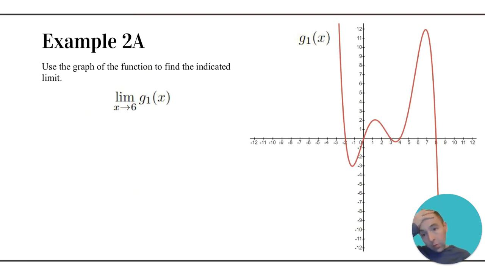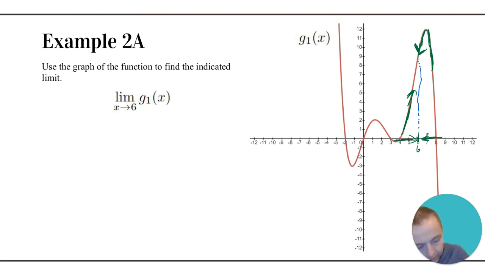Okay, so right here we want to use the graph of the function to find the indicated limit. We want to find the limit as x goes to 6 of the function g sub 1 of x, which you see in the graph over there. Right here is where we have 6, right? So we want to find what is happening as we follow the graph on either side of 6. As I follow the graph this way, and this way, what are we converging to as we get towards 6?